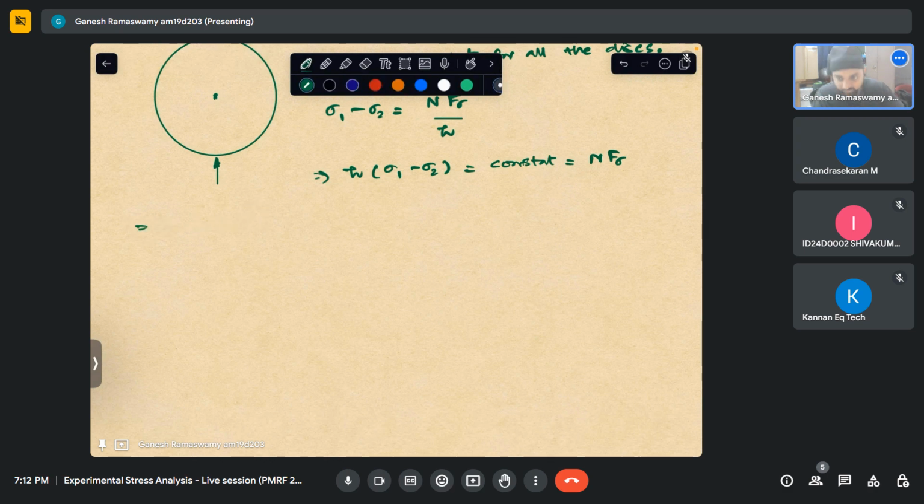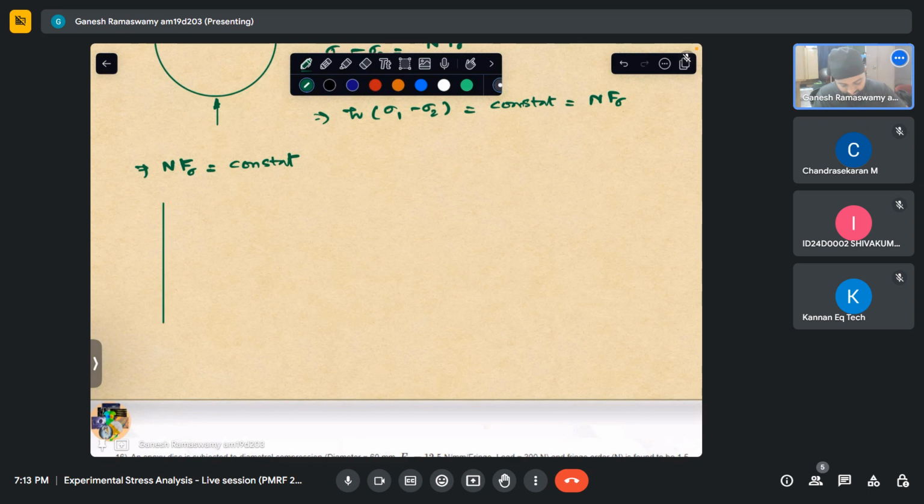N f sigma is a constant, so this is nothing but a rectangular hyperbola, like that. So the curve would be like that. So wherever n is more, f sigma has to be less. Wherever n is less, f sigma has to be more.